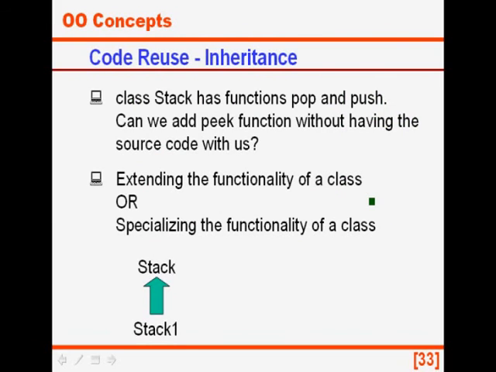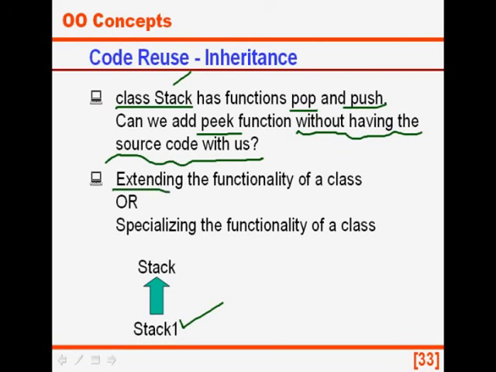Let us look at another concept called inheritance, which is essentially code reuse at the binary level. So we have a class stack. It has functions pop and push. Now we would like to add another function to it, but with a new complication. We do not have the source code of the stack class with us. That means we only have the binaries. How can we extend the functionality of the stack to another class called stack1? That means we want to extend the functionality of the class stack, or in other words, we want a specialized class which does everything that stack does plus something extra.